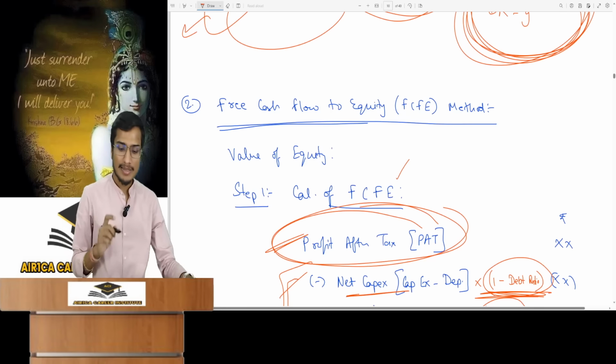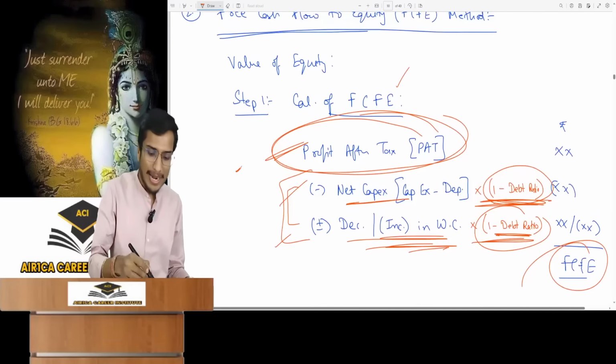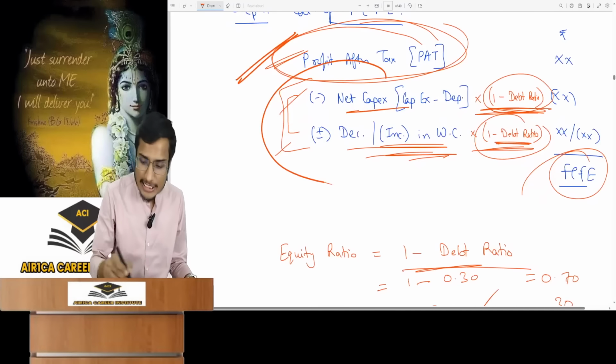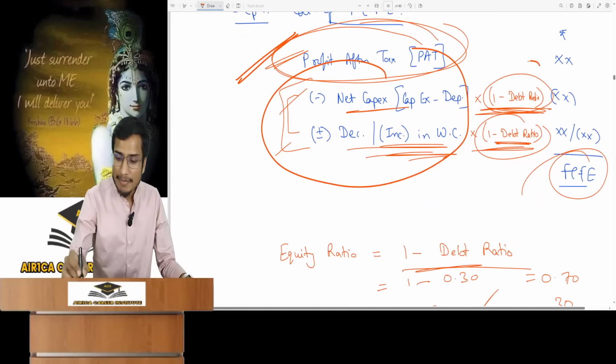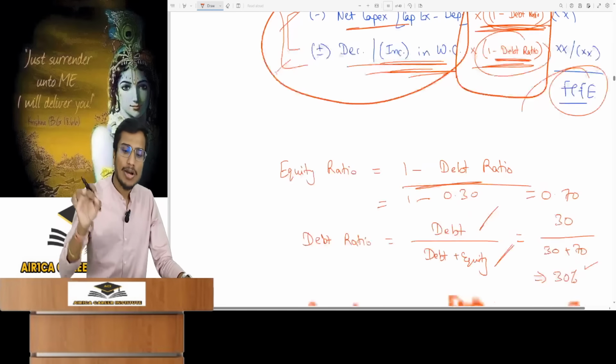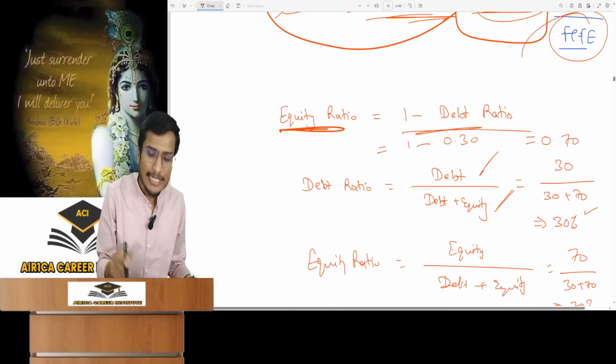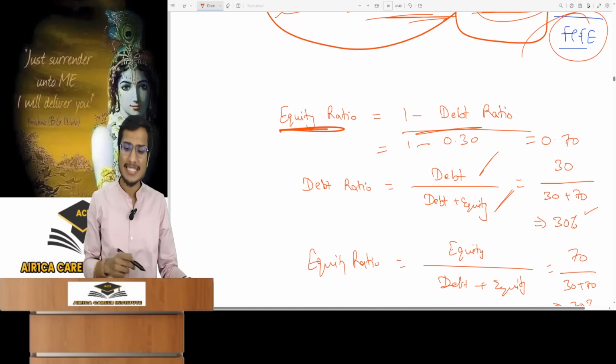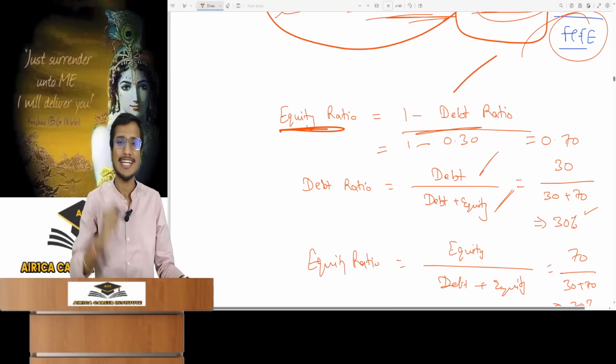Logic behind this. First, look, we took the PAT for the equity's earning. We'll do the same adjustments. The only difference is that in these adjustments, we have also multiplied by 1 minus the debt ratio. Understand the reason we are doing this. What is the equity ratio? In basics of AFM, equity ratio is 1 minus the debt ratio.